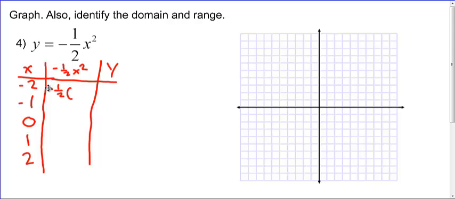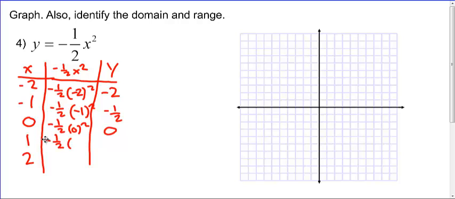So this will be -1/2 times -2 squared. -1/2 times 4 is -2. This will be -1/2 times -1 quantity squared, which would of course be -1/2. This is -1/2 times 0 squared, which is 0. And now is when we start to see repetition in our numbers. -1/2 times 1 is -1/2. And then -1/2 times 2 squared would be -1/2 times 4, or -2.